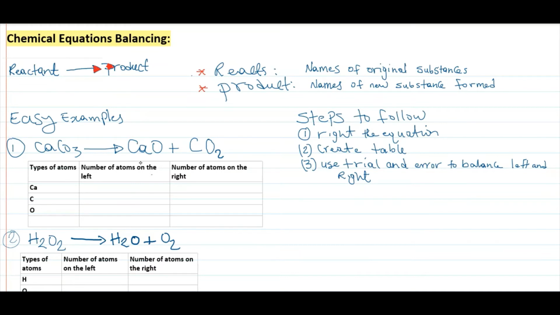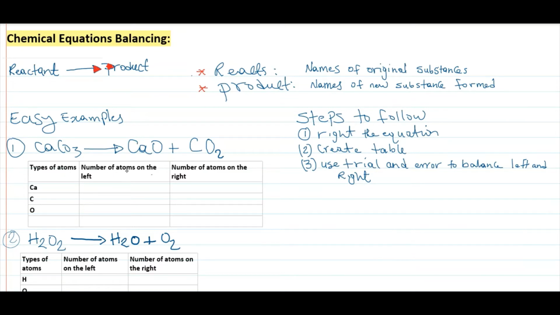Let's start with the first example. We have calcium carbonate decomposing to form calcium oxide plus carbon dioxide. So we already have the reaction written down, and we move on to the second step, which is to make this table.